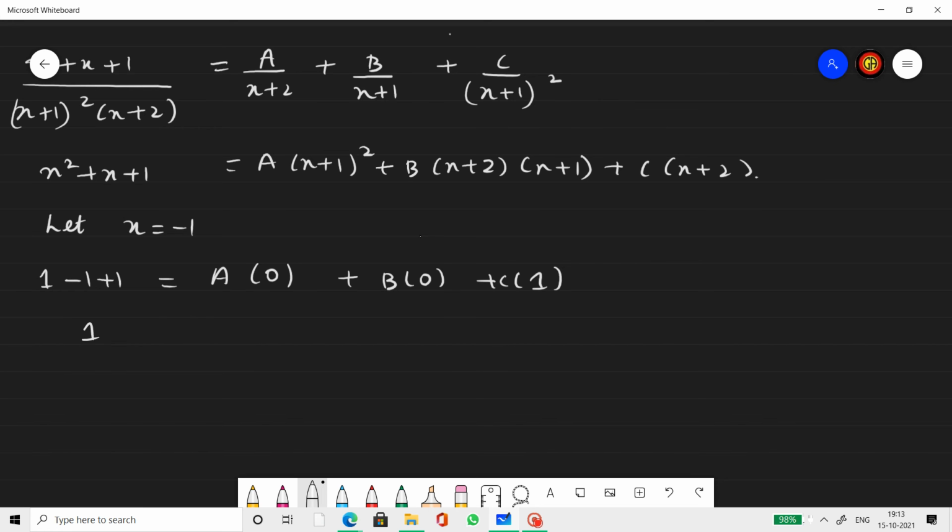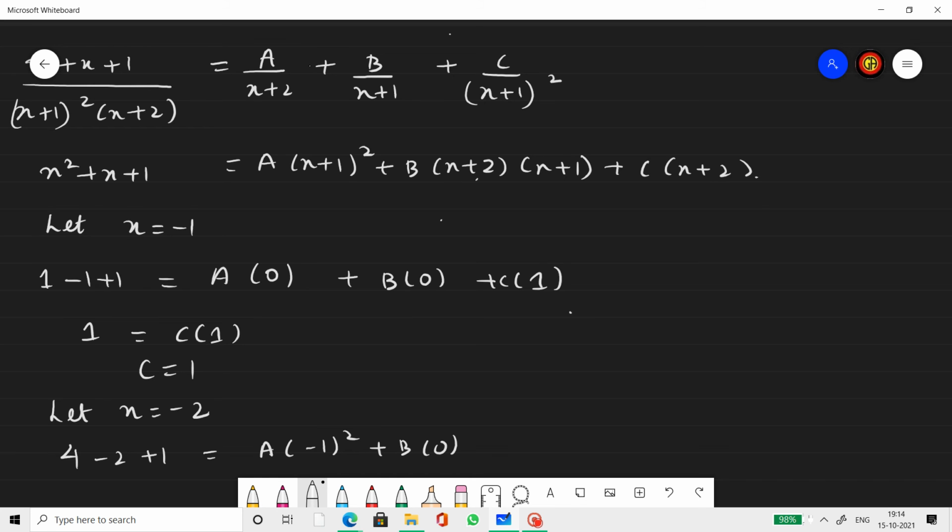So I get 1 equals c into 1, so c equals 1. Then let x equal minus 2. So when x is minus 2, square is 4, minus 2 plus 1 equals a into (minus 2 plus 1), that's minus 1 square, b into 0, and c into 0.